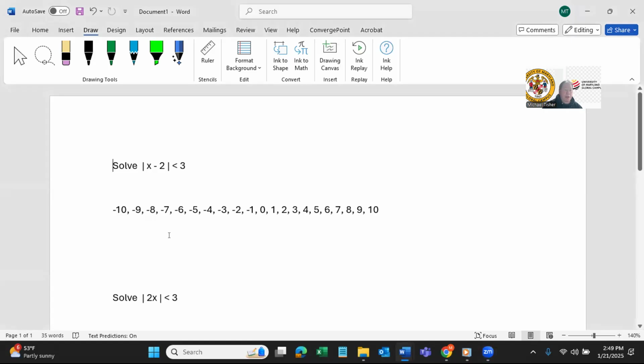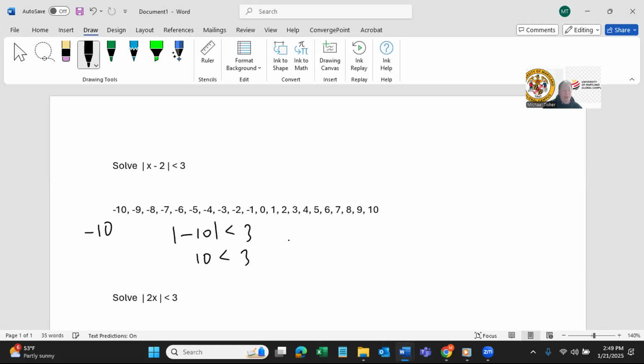So, for example, suppose I put in negative 10 for the absolute value. Right now we're trying negative 10. Let's put negative 10 in for the absolute value and have it be less than 3 and see what happens. The absolute value of negative 10 is 10. And is 10 less than 3? Well, that's false. So negative 10 would not work. What about negative 9?